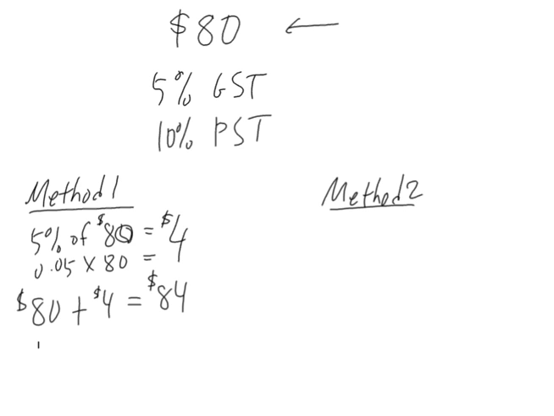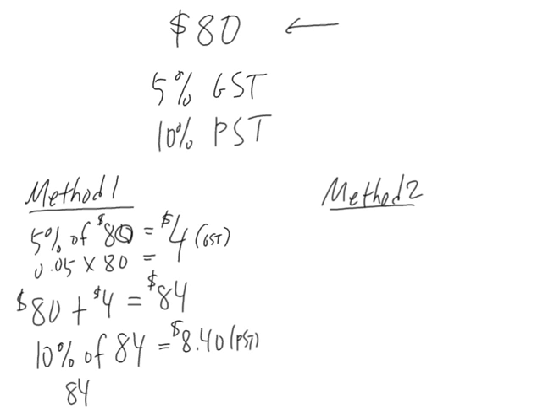See, the thing is, the PST will be calculated not on the 80, but on the item's cost plus the GST. That's what the province gets to take money from. So the PST will be 10%, not of $80, but of $84. And we know with 10%, we move it over one place. I'm not even going to use a calculator for this. 10% of $84 is $8.40. That's your PST. This was your GST. So you take your $84 item, the price of the item plus the GST, and then you add on the price of your PST, and you get a final price of $92.40.